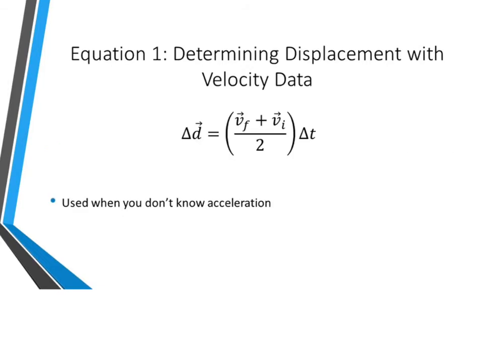So here's the first equation. It's for determining displacement with velocity data. And we use this when we don't know our acceleration. So if we don't know our acceleration, this is a good equation to use. Obviously, you might not be solving for displacement. Maybe you're solving for your initial velocity. Doesn't really matter. We know how to rearrange equations.